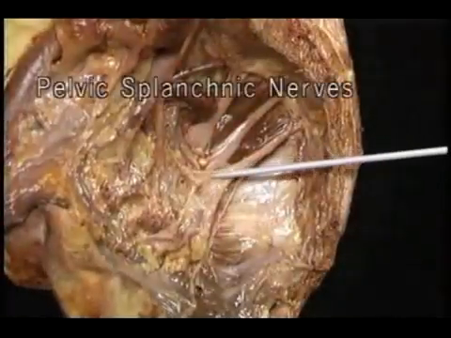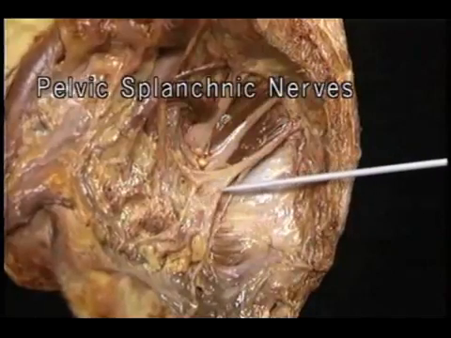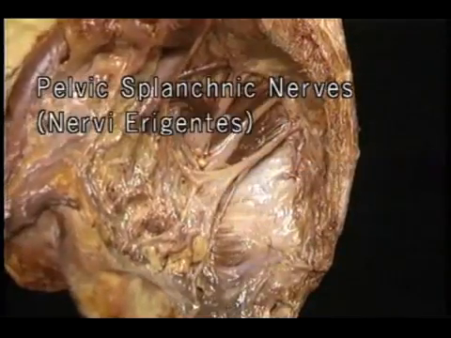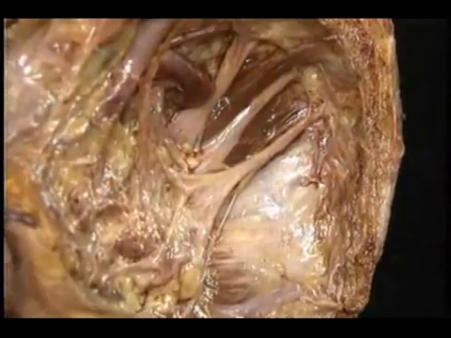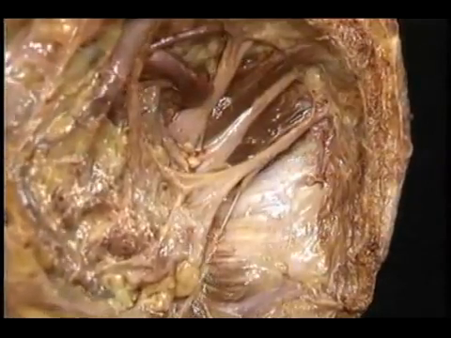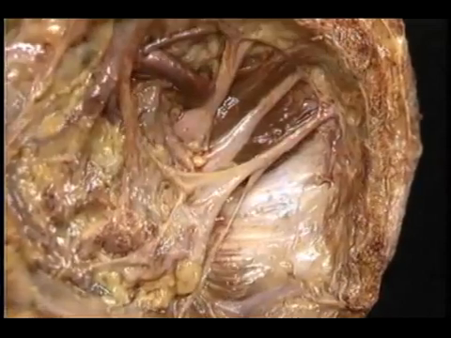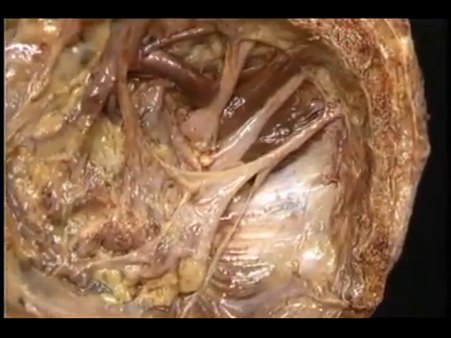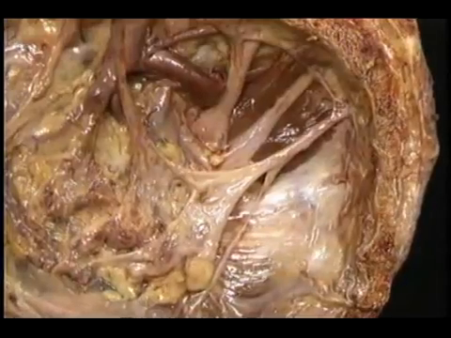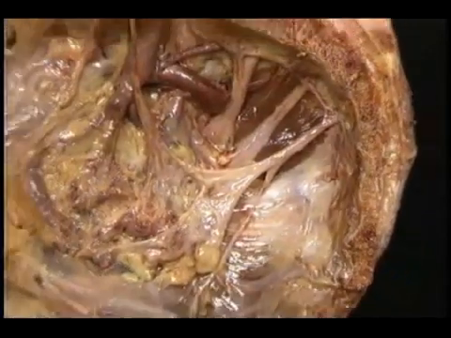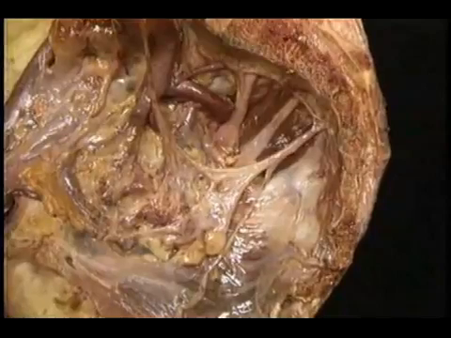Lastly, here are the pelvic splanchnic nerves, sometimes called the nervi erigentes. These are the source of all parasympathetic innervation in this region. They arise in this case from S3, also often from S2 and S4. They break up into branches which enter the pelvic plexus. From the plexus, their fibers are distributed to the pelvic organs and external genitals.